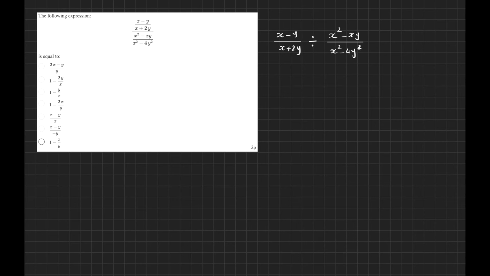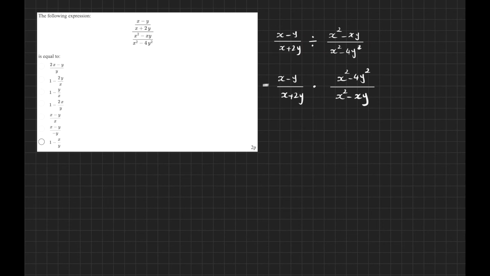And then you know that if you want to divide two rational expressions, you need to write the first one the same, change this to multiplication, and swap these two. Yes, so I will do the same thing. So this becomes x minus y over x plus 2y multiplied by x squared minus 4y squared goes to the numerator. The x squared minus xy goes to the denominator.